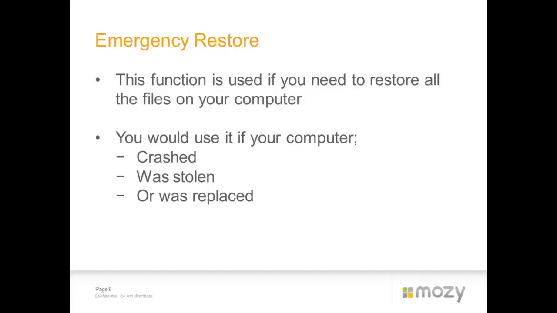Okay, so the emergency restore, this is the function, as I said, that you would use if your machine was stolen, was crashed, or if you're just replacing it. So this would be only an instance where you want to restore all the files from your machine. So if you had 20 gigabytes of files backed up to us, you'd be restoring all those 20 gigabytes in one go. Okay.